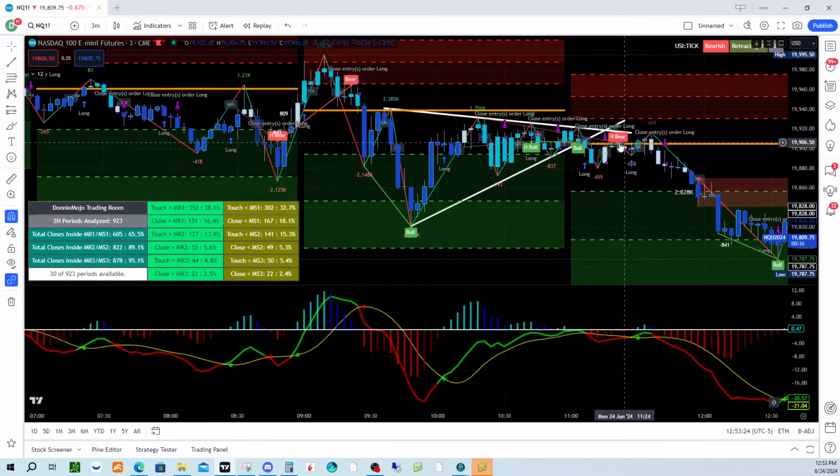We were at the line in the sand. Every time we'd hit it, we would reject off of it. So I got short there and just followed it down till it hit the Mojo pivots.